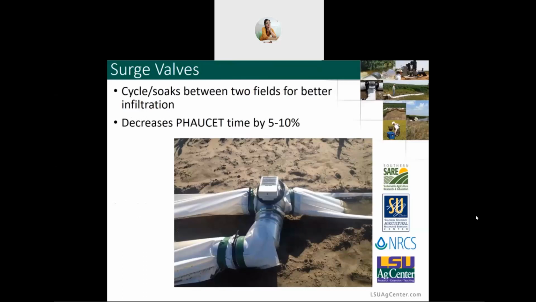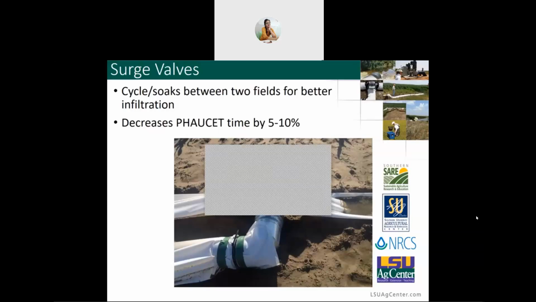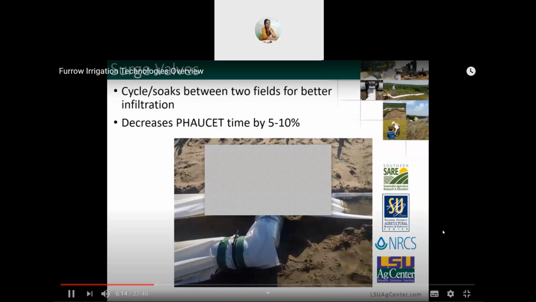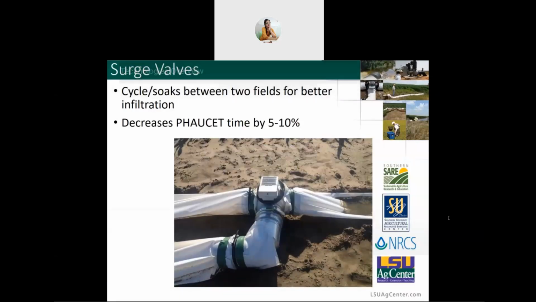Another technology available is a surge valve. So you've punched the appropriate holes in the pipe, and now you need to move that water across the field. A surge valve can help you move that water across the field while infiltrating more efficiently. The surge valve, which has a little controller on it that will need to be programmed, will surge the irrigation to each side of the field. It splits the field basically in half, and you'll surge it onto the field, allowing time for infiltration.